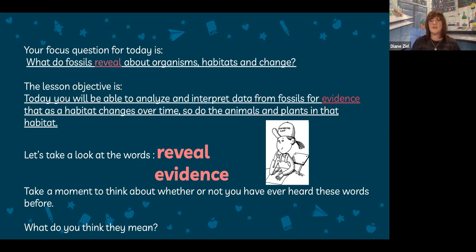Before we move on to look at the meanings of these words and some examples, take a moment to think about whether or not you've ever heard or read or seen these words before. What do you think they mean? And if you've never heard of them, take a guess now and think about whether or not you understand what these words might mean.